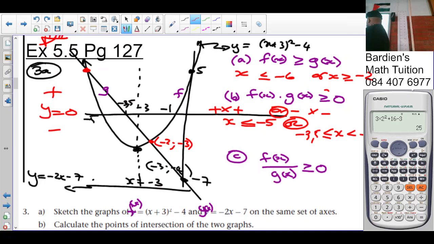Yes. At negative 1? Yes. So there we go. Will that answer? x is less than or equal to negative 5, or x is greater than or equal to negative 3.5, or x is less than or equal to negative 1.